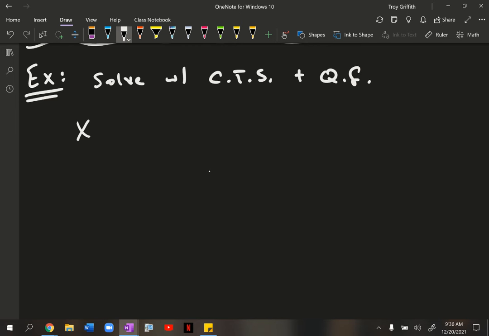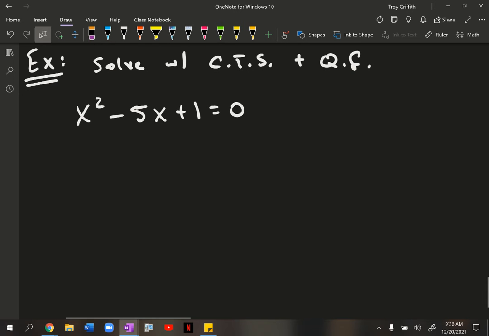But let's look at this formula. Let's start at this equation. Let's try x squared minus 5x plus 1 equals 0. I'm just going to tell you right off the bat here, factoring is off the board. But let's try completing the square, and then let's try quadratic formula. If I'm going to solve the same equation two separate ways, I should get the same answer both times. So let's give it a shot.